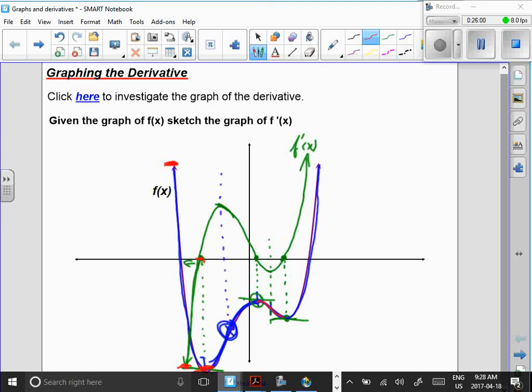Right? Slope of the tangent is positive from here to here. The derivative is positive from here to here. Slope of the tangent is negative from this point to this point. The derivative is negative from that point to that point. And then the slope of the tangent is positive for the rest of this. So the derivative is positive for the rest of this, and increasing.